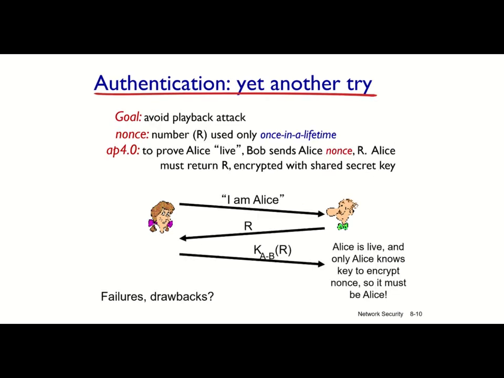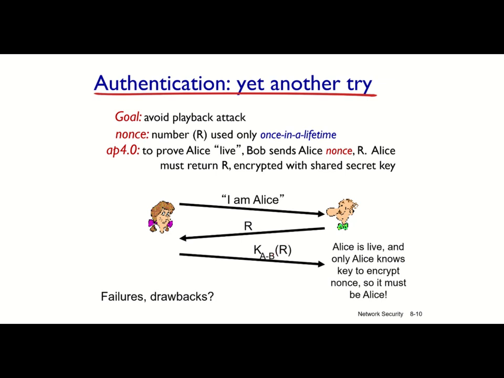In order to improve protocol AP 3.1, we have another idea. In this case, Bob sends Alice a number that is randomly generated and only used once in a lifetime. We call this number a nonce. Alice and Bob share an encryption key, which we call KAB. After Alice receives the number R from Bob, she replies with the encrypted R.